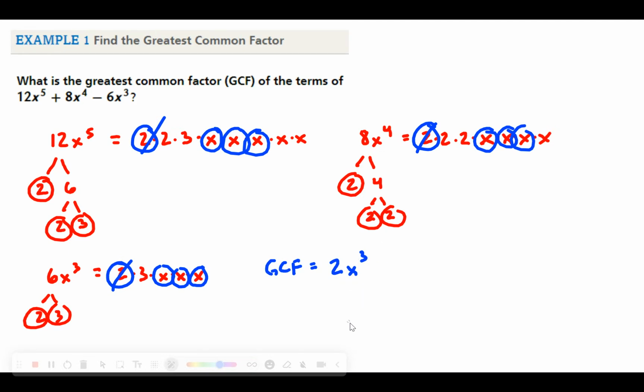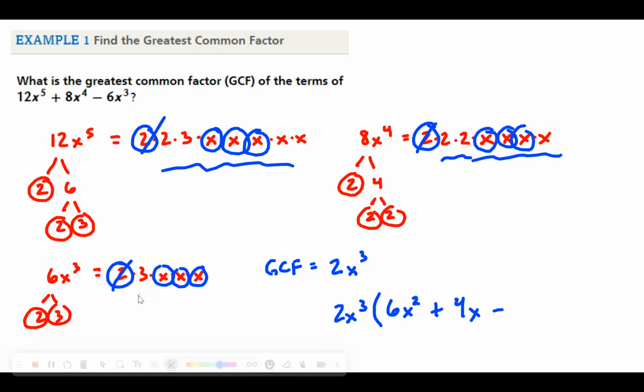So now what we do is we write out 2x to the third. And now I'm just going to multiply out what's left over. So 2 times 3 is 6. x times x is x to the second. Plus 2 times 2 times x. 2 times 2 is 4, x. Minus, and then from the 6 we just have the 3.